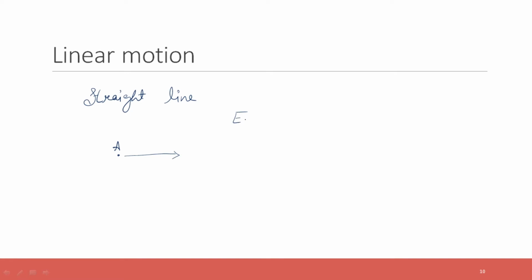Can you give some examples of linear motion? Yeah, right. You have to write the examples in the chat box. So we can say that a car moving on a straight road, or a car moving on a straight path. Right. So this is an example of a linear motion. Similarly, you can write other examples also. So let us see which is the next type of motion that we have.